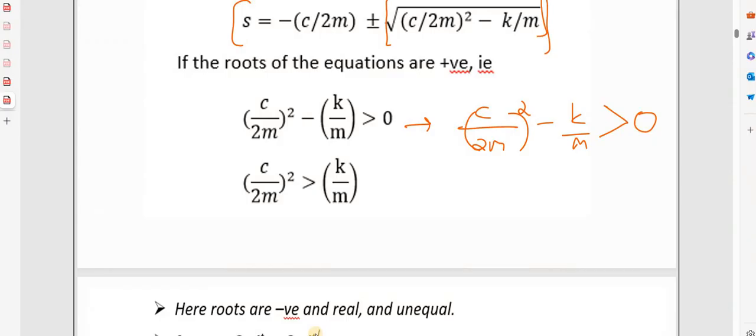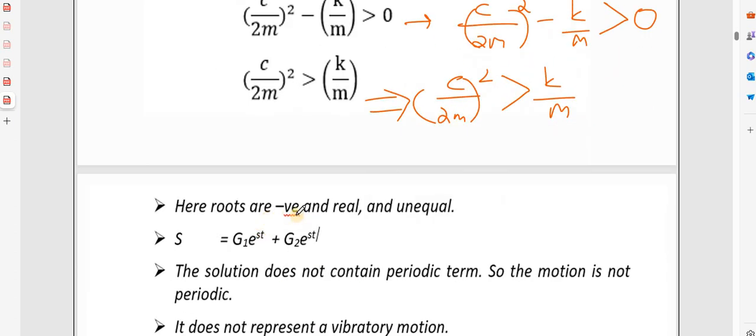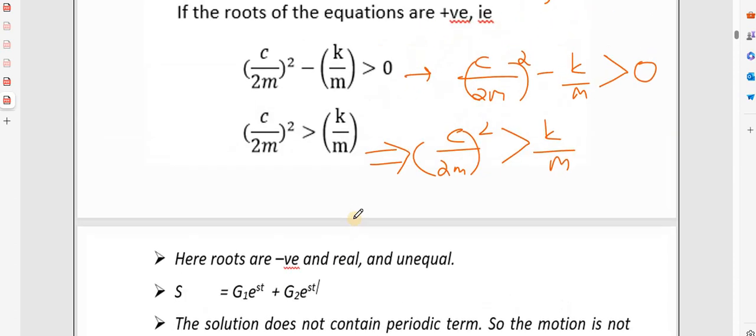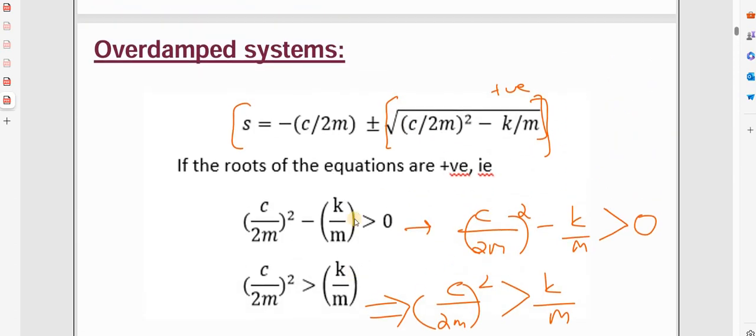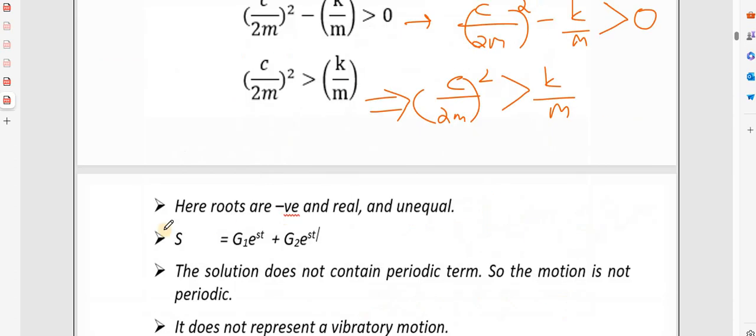If this should be positive, I can rearrange it as (c by 2m) the whole square should be greater than k by m, that is written here. So here the roots are negative, real and unequal. There can be two types of roots. With plus or minus, the higher term will be this one, minus c by 2m. So the roots are negative, real and unequal.